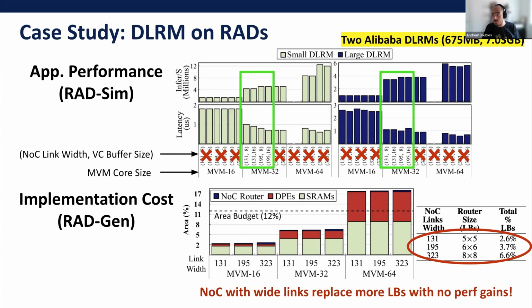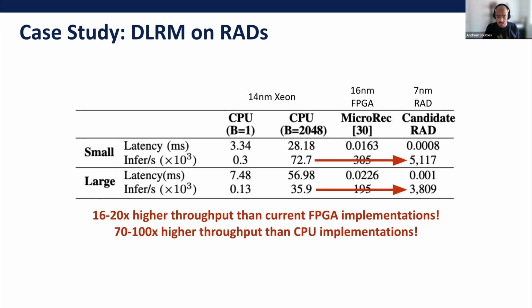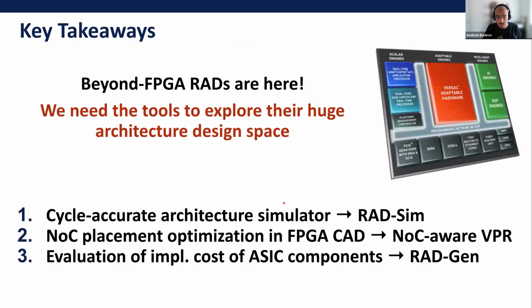So this is the kind of thing that you can do with the tools that we have developed. I'm going to skip over this for time, but this is showing the potential performance of those RAD architectures on DLRMs. So you can see it's an order of magnitude better than current FPGAs and about 2 orders of magnitude better if you have a high batch CPU implementation.